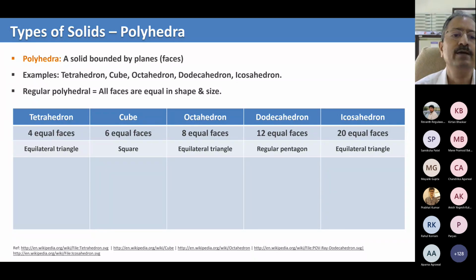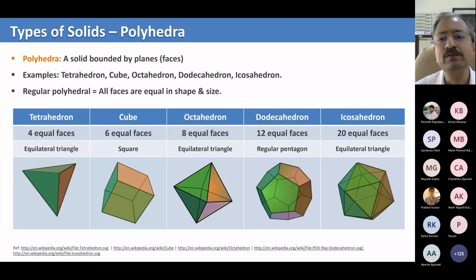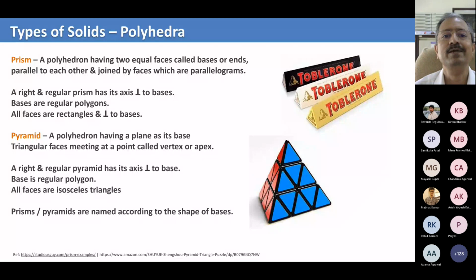Within polyhedra, a shape which has all the faces of the same shape and same size is called a regular polyhedron. What are the examples? A cube, for example, has 6 equal faces. A tetrahedron has 4 equal triangles, a kind of triangular pyramid, you can also say. Octahedron, dodecahedron, icosahedron, so 8, 12, 20 faces and things like that. All these you have come across in life, and we're talking about shapes like that.